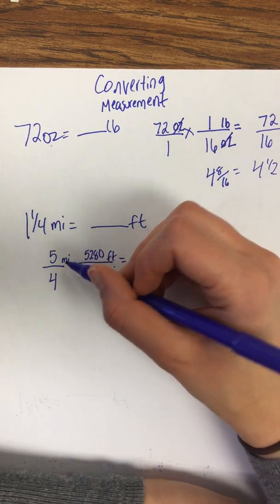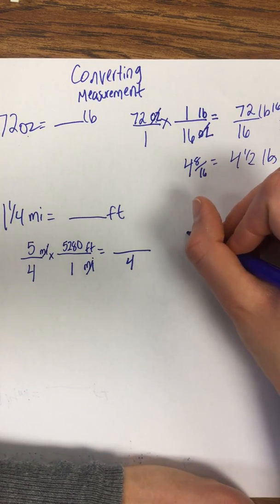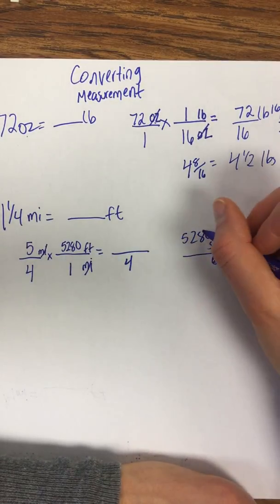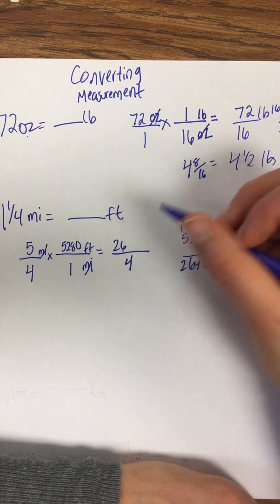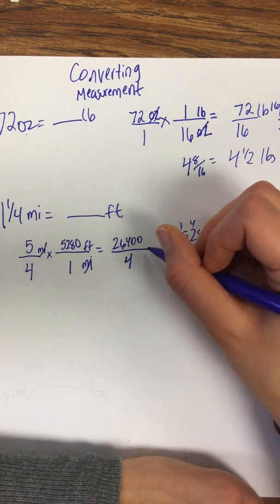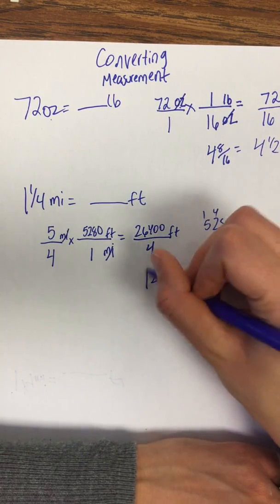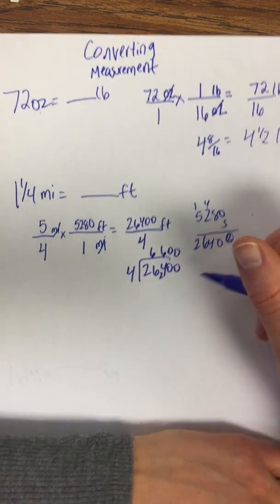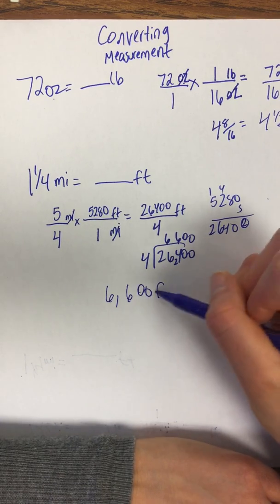You can cross simplify like we've talked about before, or you can just multiply straight across. Usually I find it easier to cross simplify, but I won't right now. Multiply out. 26400. And then feet with my label, and I'm going to simplify with division. 26400. So my answer would be 6,600 feet in 1 mile.